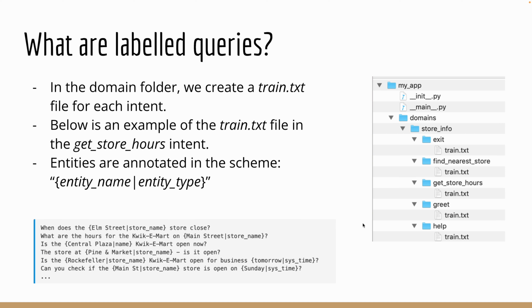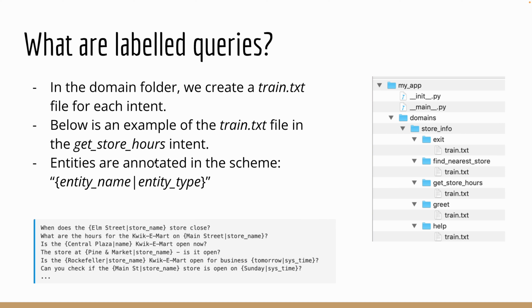So let's take a look at what these labeled queries are. Once we have our domain folder in our application file, we can then specify the subdomain by the next level of folders within it. In this case, the first domain is store info. Inside of store info, we see that there are 5 different intents: exit, find nearest store, get store hours, greet, and help. Each of these intents have their own train.txt file. This is key. The train.txt file contains example queries that are relevant to that particular intent.